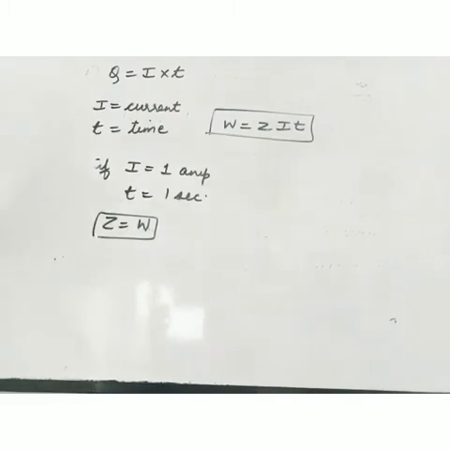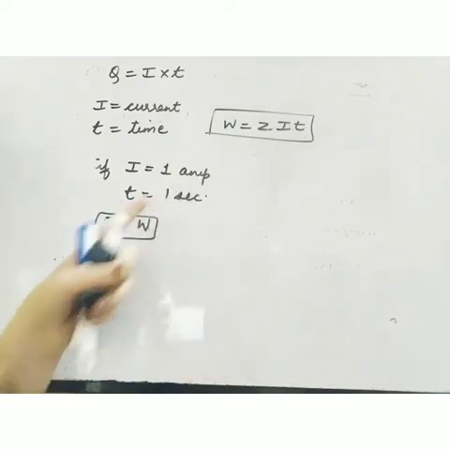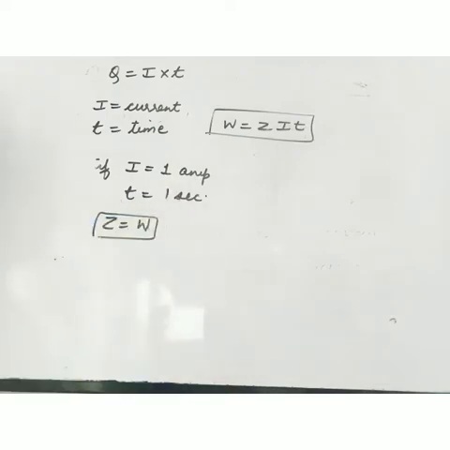And this Z we have calculated for almost all the elements. For example, for copper the value of Z is this. For zinc the value of Z is this, by passing 1 ampere current for 1 second.